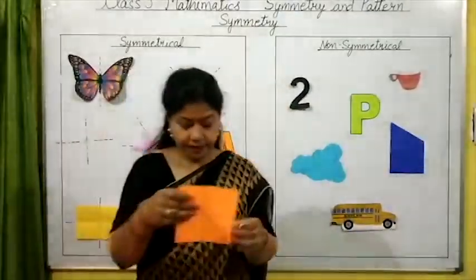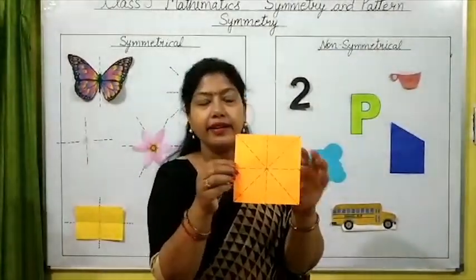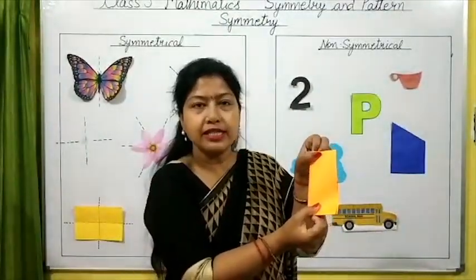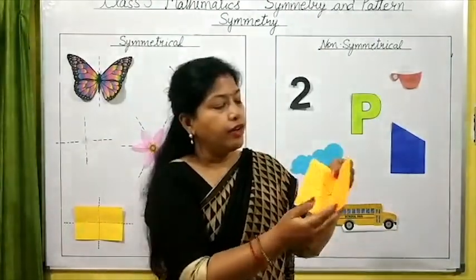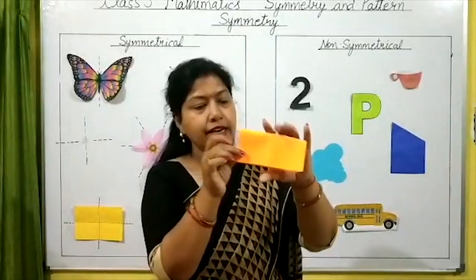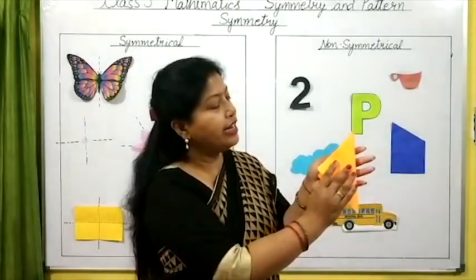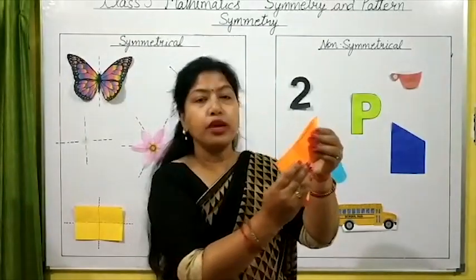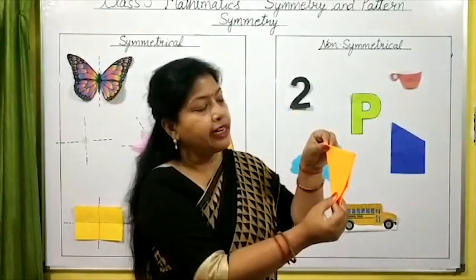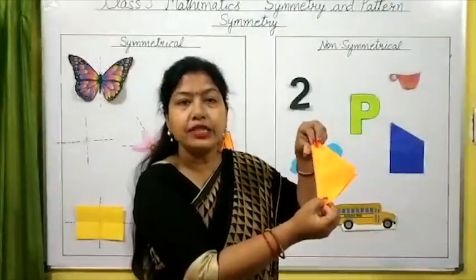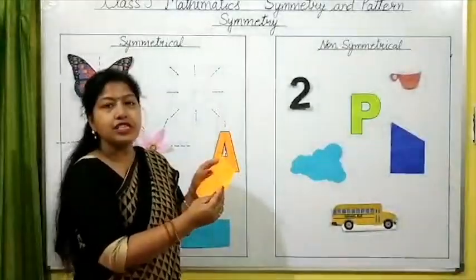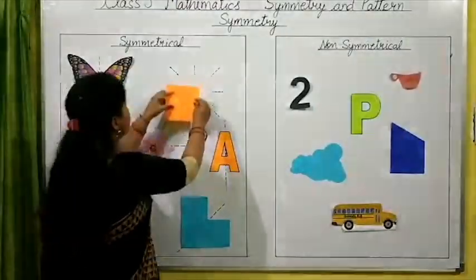So here is the shape of a square. Folding it vertically, we get both the parts matching each other. Folding it horizontally, we get both the parts matching each other. Folding it diagonally, again we get both the parts matching each other. And folding it by another diagonal, again we get both the parts matching each other. So the square has symmetry, and in this square there are 4 lines of symmetry.